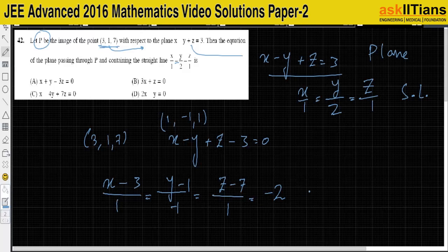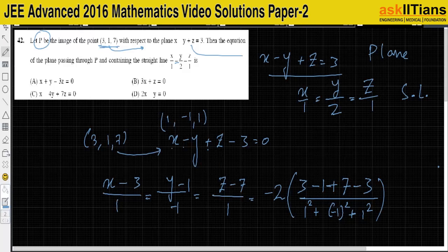We are finding the image, right? We are not finding the foot of perpendicular, so I'll use minus 2 times, put this point in this, so that I'll get 3 minus 1 plus 7 minus 3, divided by the square root of a square plus b square plus c square, right? So 1 square plus minus 1 square plus 1 square. I'll get this, and how much is this quantity?